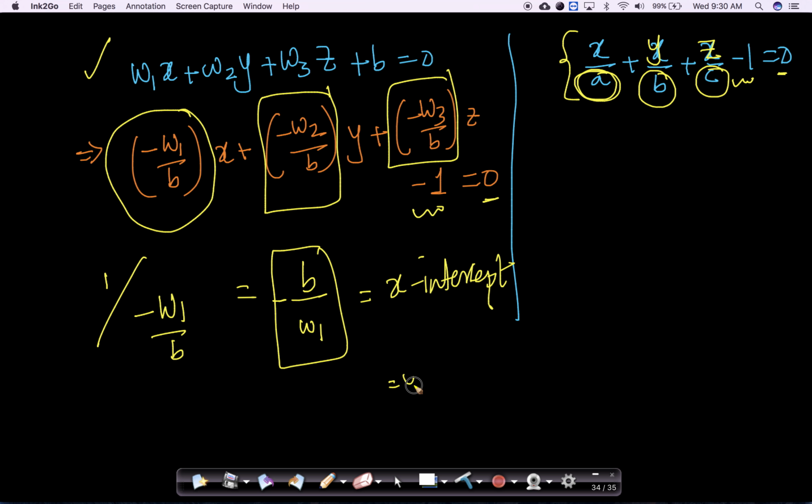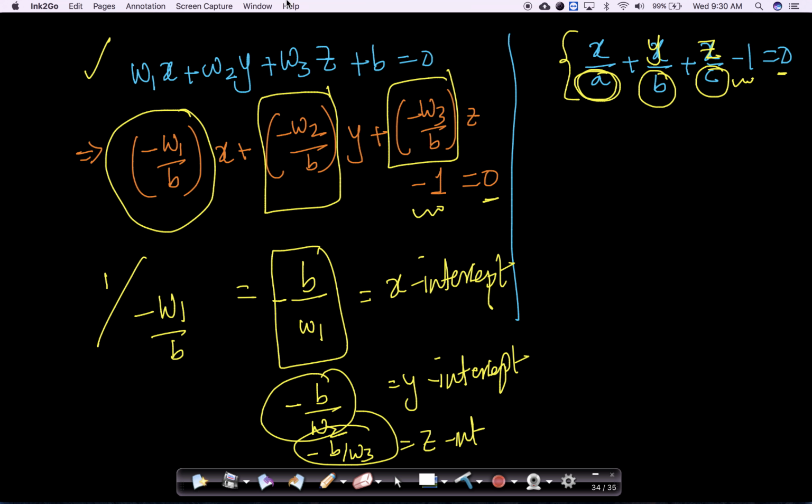My intercept on the y-axis is minus b by w2. My intercept on the z-axis is minus b by w3. So given the general form of the equation, we can always compute the x-intercept, y-intercept and z-intercept using this. See here, b is called the intercept term.